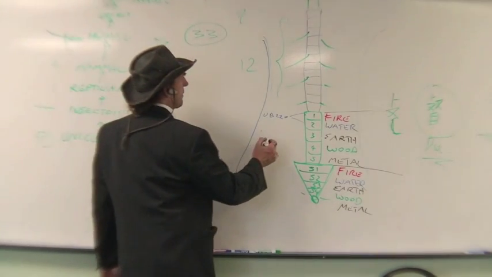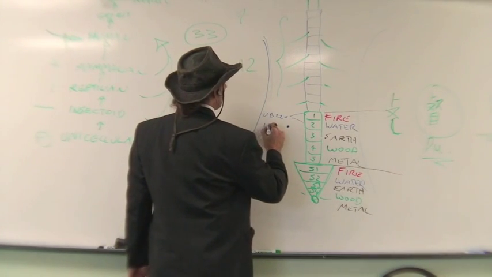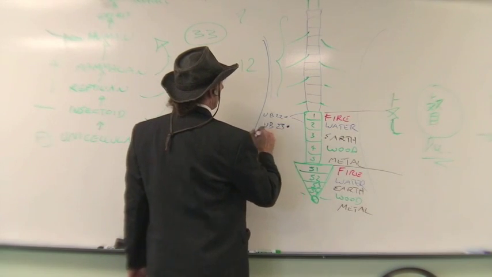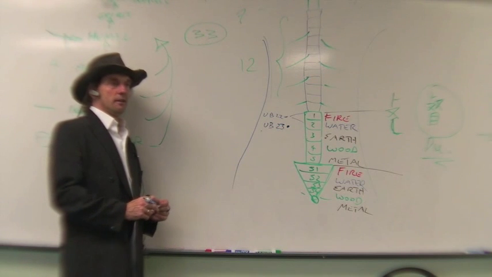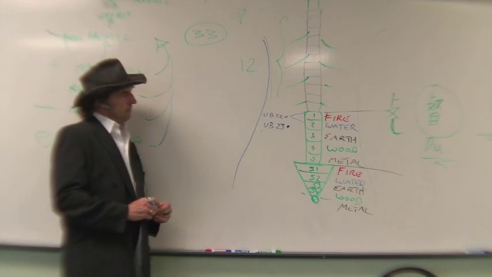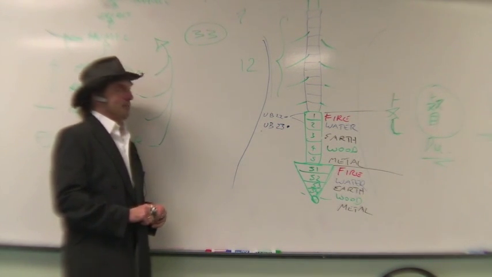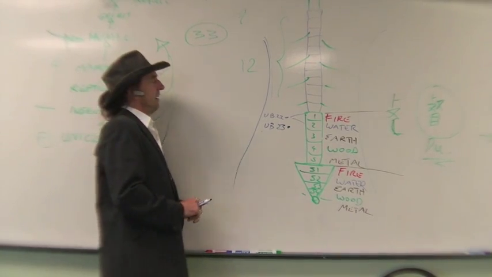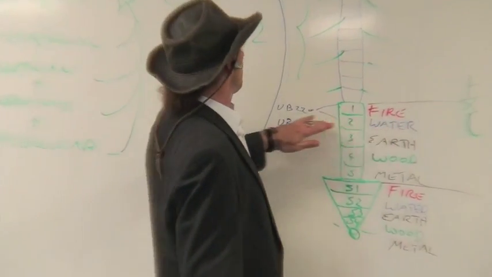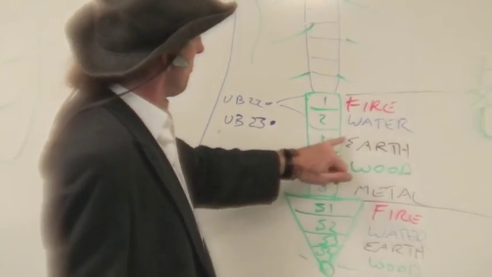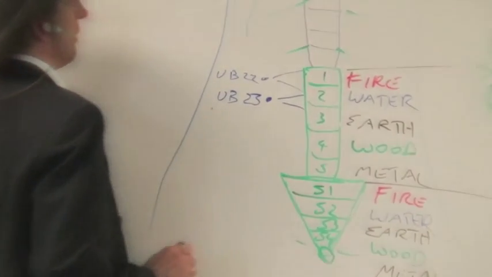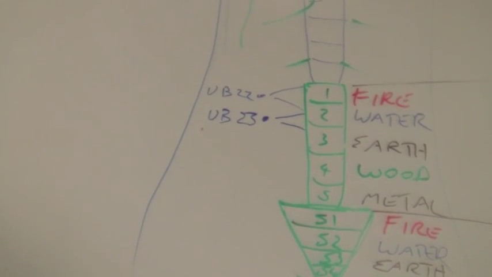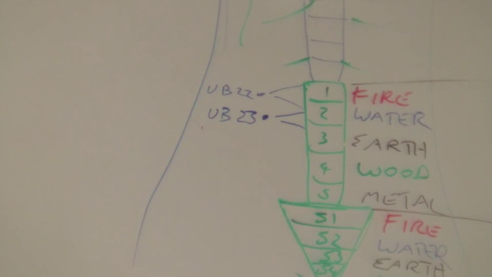And then we have bladder 23. Now, bladder 23 is Shenshu, the back shu point of the kidney. And clearly it's in relationship to what I'm saying is a whole zone that corresponds with water, but also with earth. This gives you a little bit of an insight into how you can use some of these back shu points in a slightly expanded way, or with an expanded thinking.